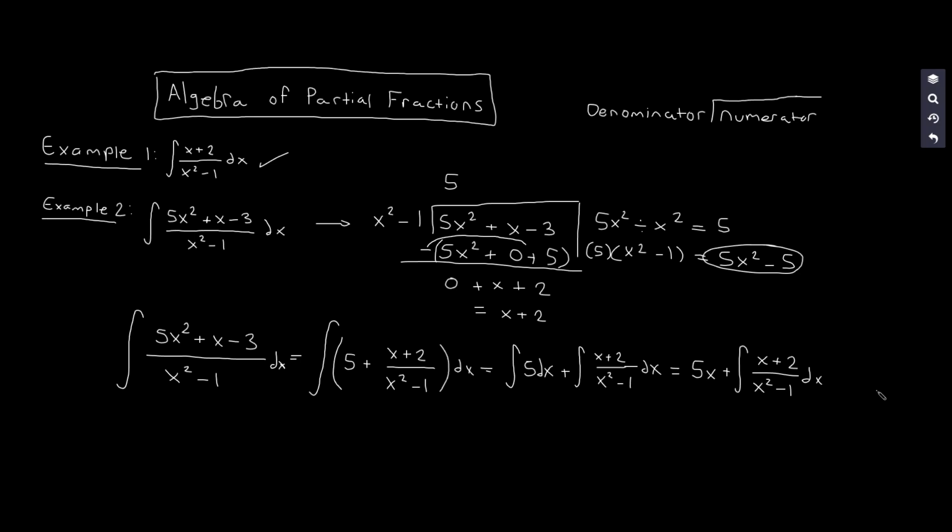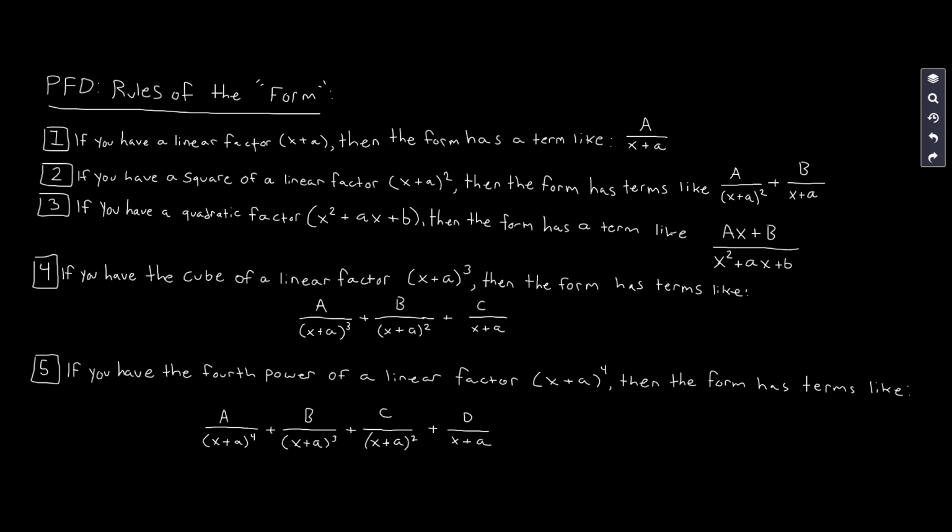Well, this is made by adding together one or more terms for each factor of the denominator. And let me show you guys the rules. All right, so here are the partial fraction decomposition rules of the form. Rule number 1 is that if you have a linear factor, x plus a, then the form has a term like capital A over x plus a.